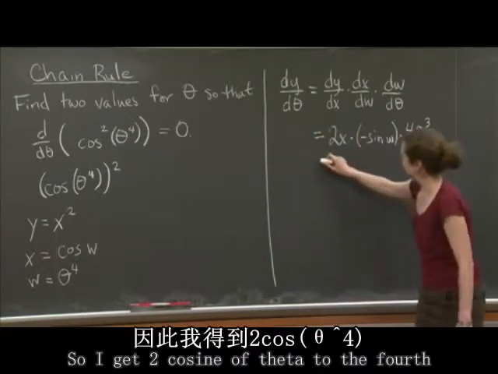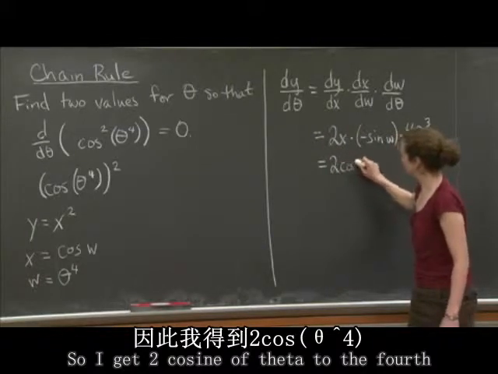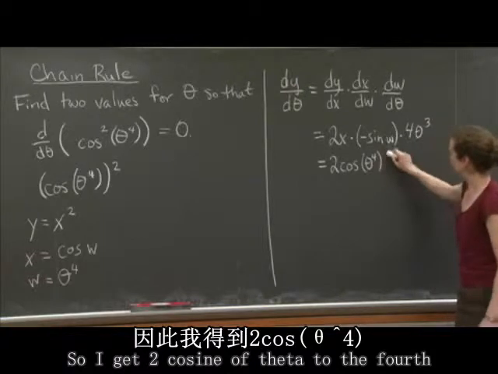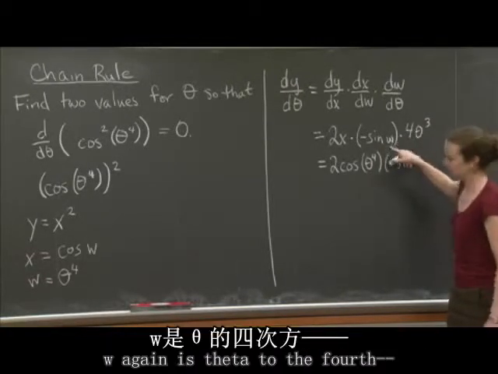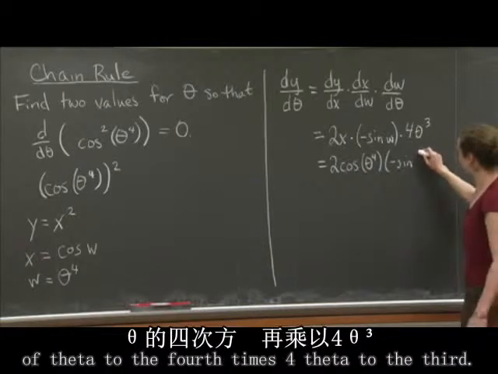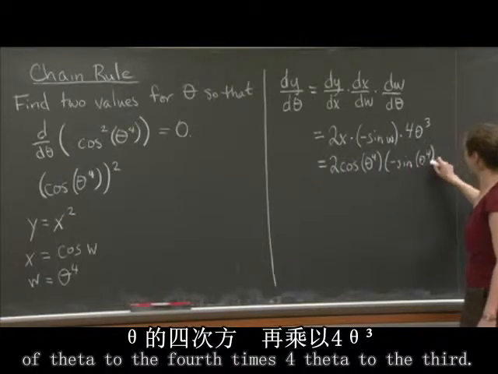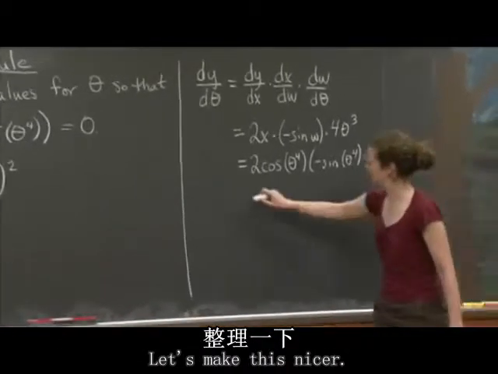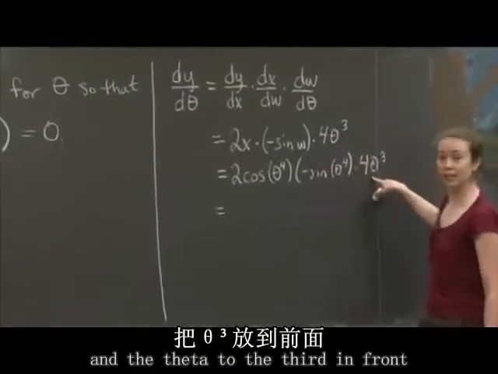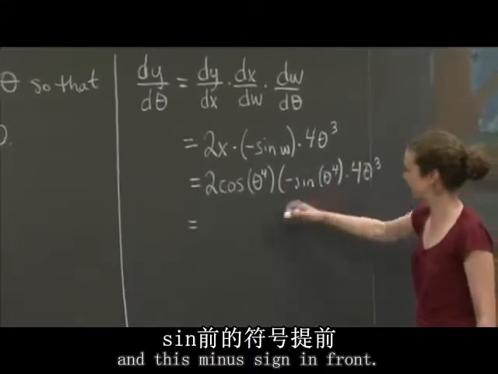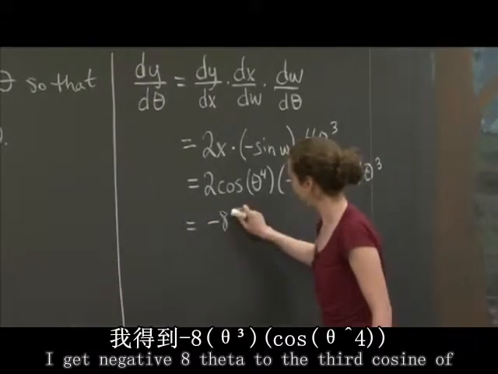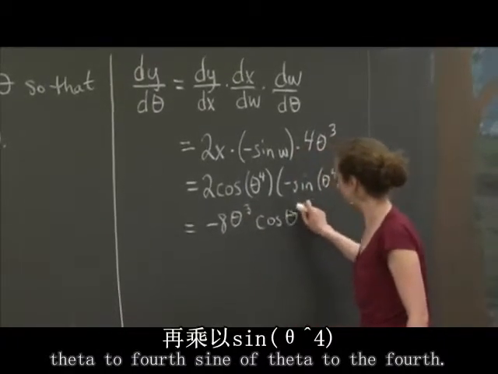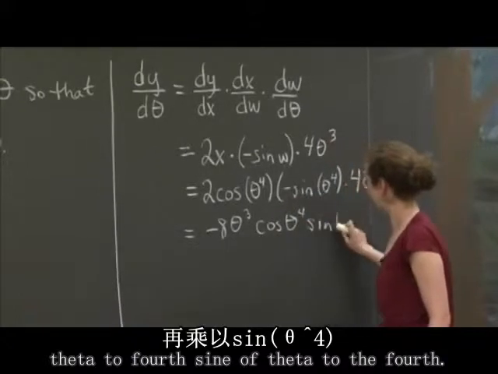Okay? So I get 2 cosine of theta to the fourth times negative sine, w again is theta to the fourth, of theta to the fourth, times 4 theta to the third. And let's make this nicer. I'll bring the coefficient and the theta to the third in front and this minus sign in front. I get negative 8 theta to the third cosine of theta to the fourth sine of theta to the fourth.